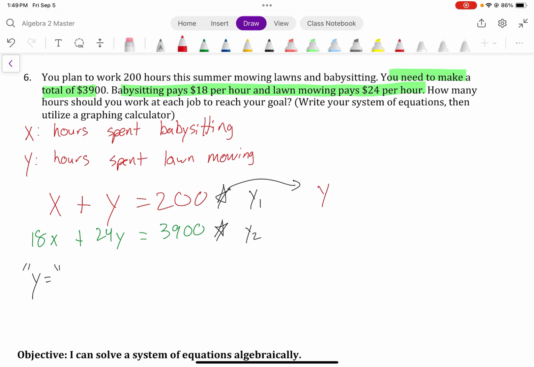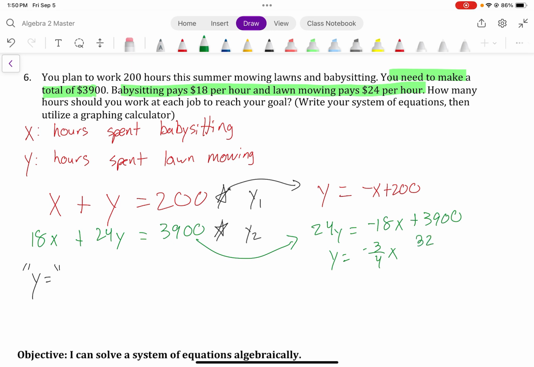So this red one is actually y equals negative x plus 200. And this green one, well, it's going to be a couple steps. I'm going to have 24y equals negative 18x plus 3,900. Then I have to divide all of that by 24. So when I do negative 18 divided by 24, that simplifies down to negative 3/4. But 3,900 divided by 24 simplifies down to 162.5, or as a fraction, which I prefer myself, plus 325 halves.